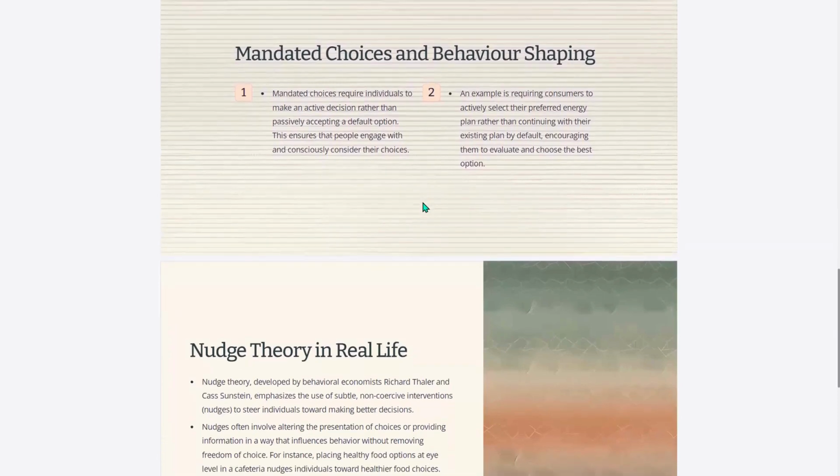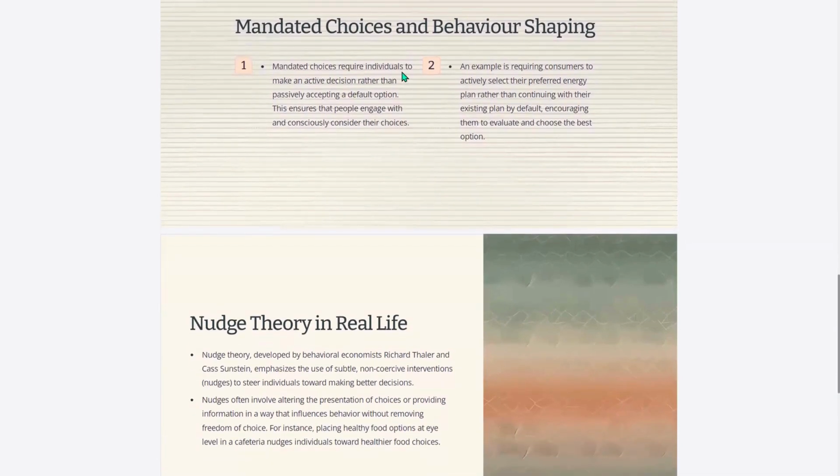Mandated choices. Mandated choices require individuals to make active decisions rather than passively just accepting default options. This ensures that people are engaged with and consciously consider their choices. An example is requiring consumers to actively select their preferred energy plan rather than continuing with their existing plans by default, encouraging them to evaluate and choose the best option.